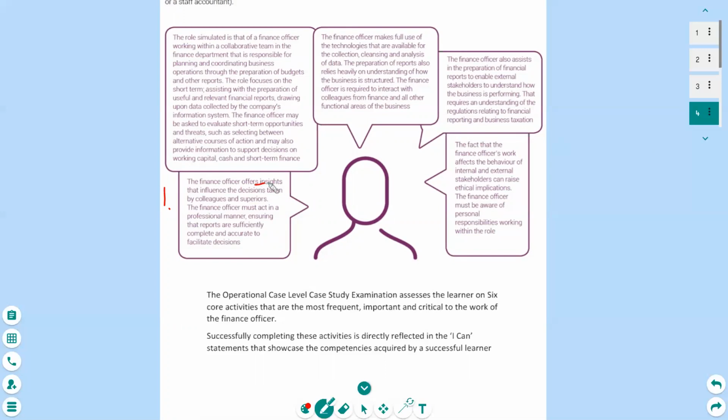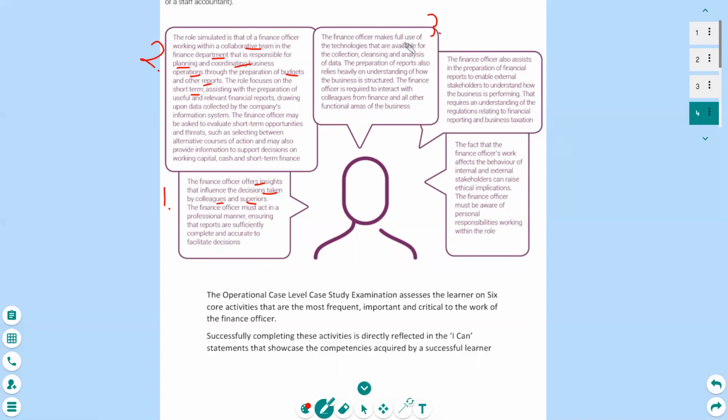First, he offers insights that influence the decisions taken by colleagues and superiors. He's not taking the decision. He'll just give insights, details. He'll just explain the point of view from the company. Second, the role simulated is that of a finance officer working within a collaborative team in the finance department that is responsible for planning, coordinating business operations through the preparation of budgets and other reports. So what you have to do is focus on the short term and look at preparing financial reports, data reports, how to manage data, how to prepare budgets. So you will be more on the preparation side.